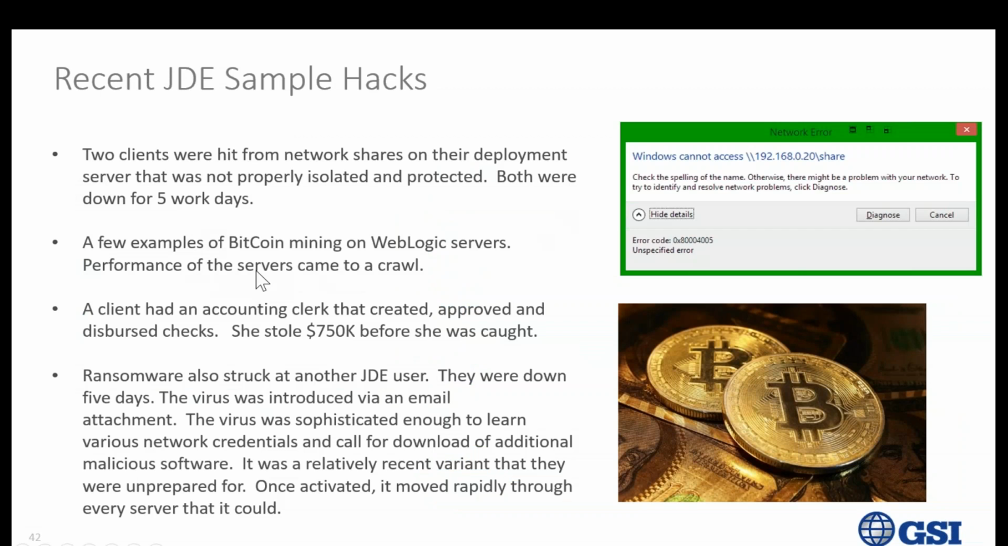I talked about the network shares, Bitcoin mining. We did have a client a few years back. I won't tell you where it is. This is a true story. The accounting clerk created, approved, and dispersed checks, and before they caught her, she had stolen $750,000 from the company. So that is actually a legitimate client hit.